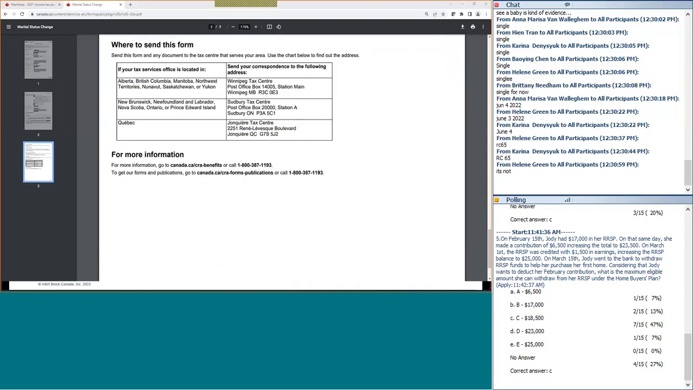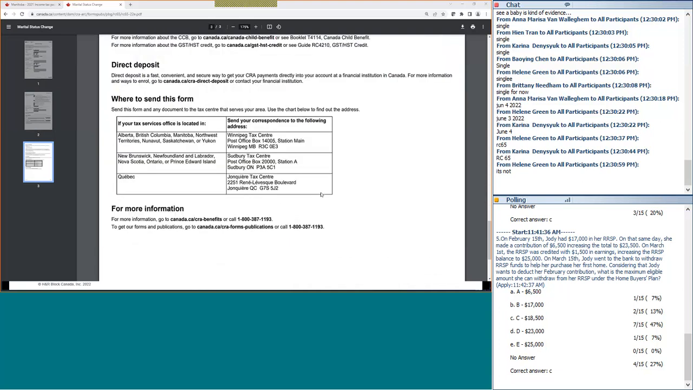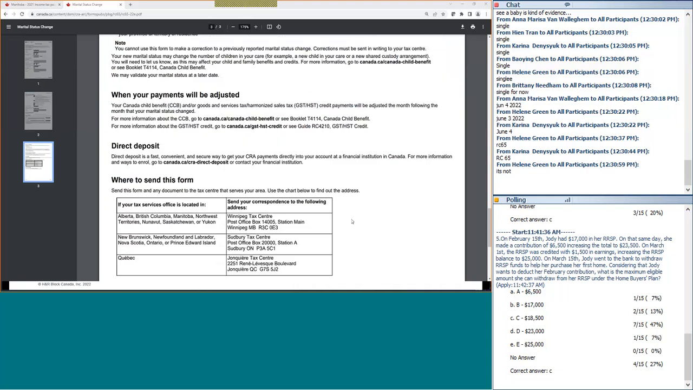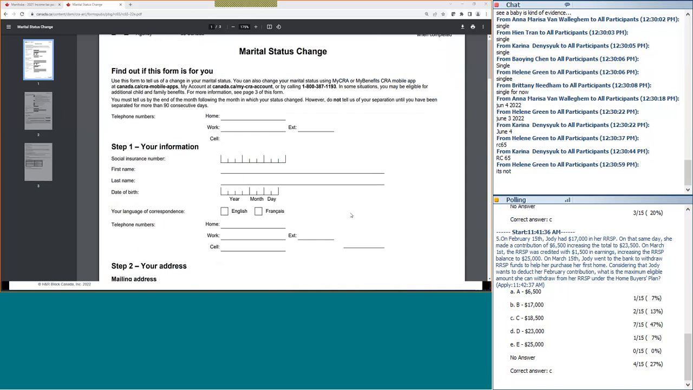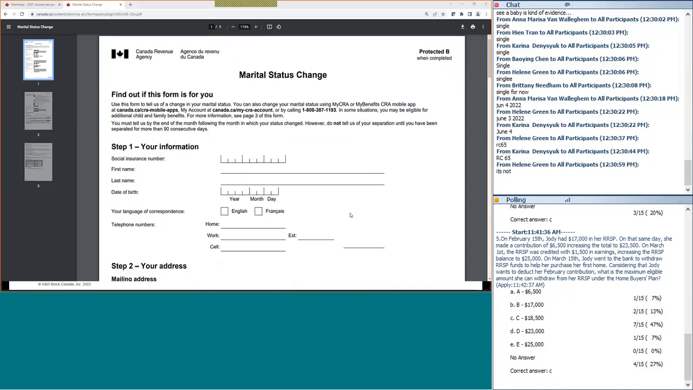Where do you send it? It tells you at the bottom of the form where to send it. And that's what you're going to do. How long do they have? How long do Harry and Sophia have to send this form to the government? So the common law date happens on June 4th, 2022. What is the deadline for sending this to the government?